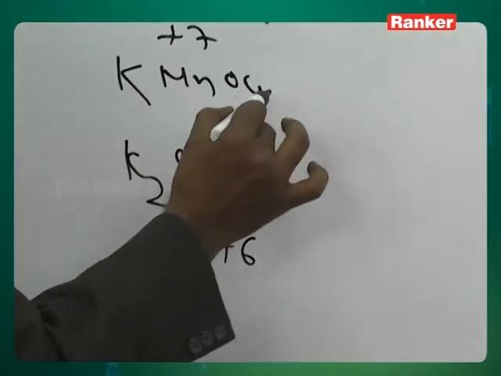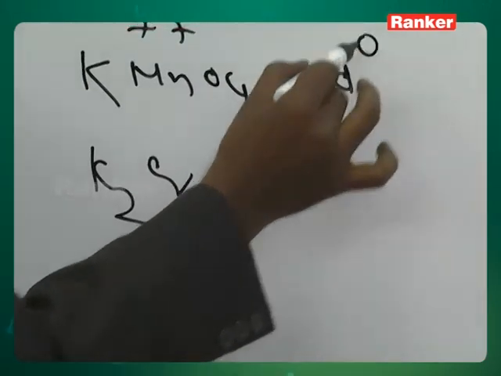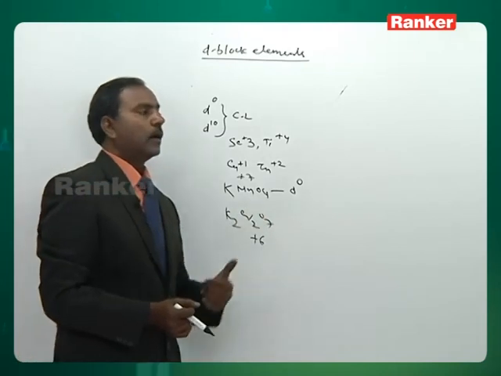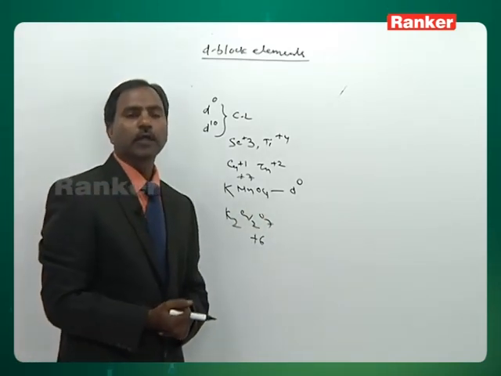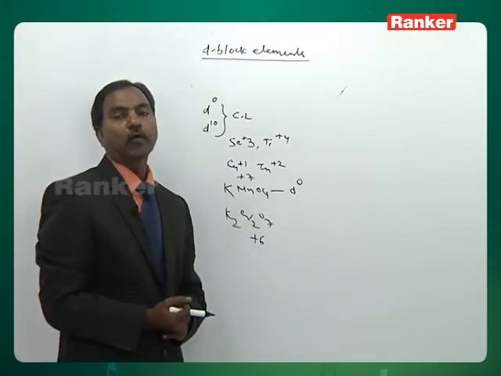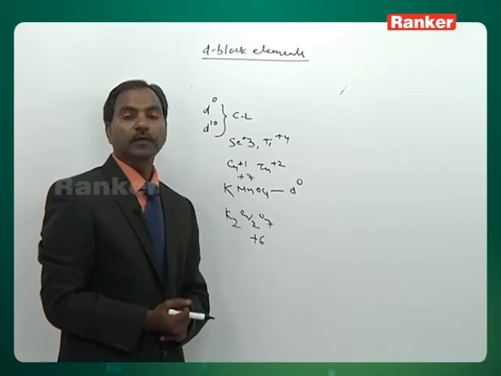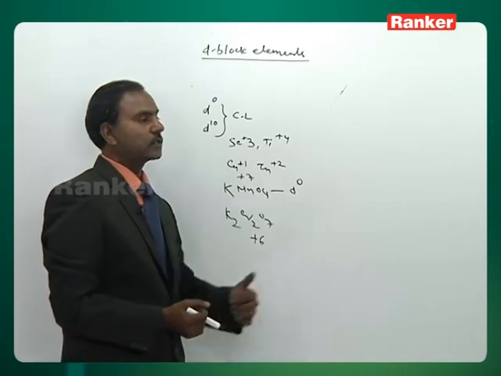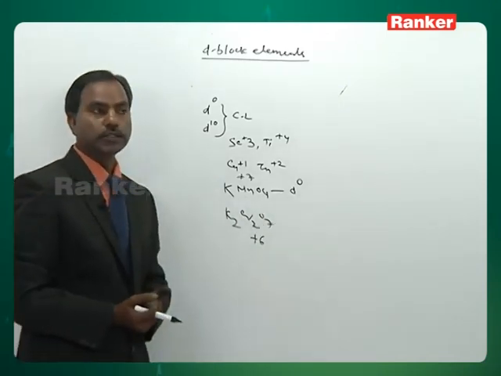What is the electronic configuration of Mn+7? D0 configuration. So what is the electronic configuration of manganese? 25 means d5 s2. How many electrons are there in the valence and penultimate shell, d and s? 7 electrons. It is losing all the 7 electrons. It is becoming equal to 0.